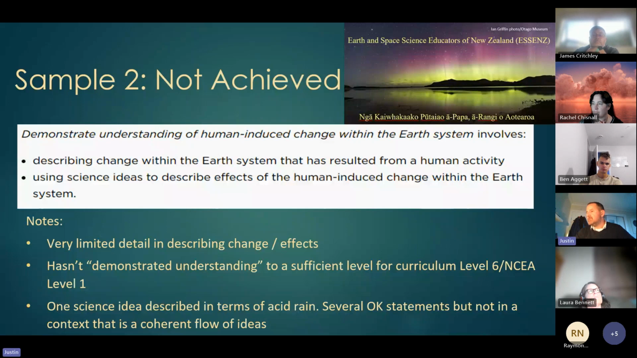So yeah, there's some okay statements, but not in a context or a coherent flow of ideas. So we're not really sure that they've demonstrated the understanding there.